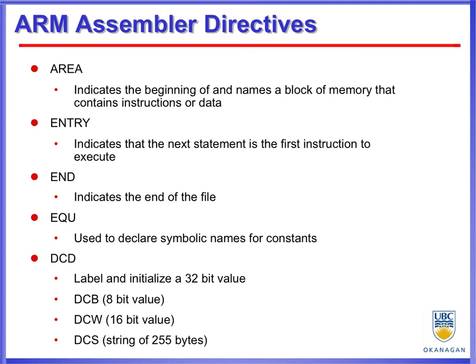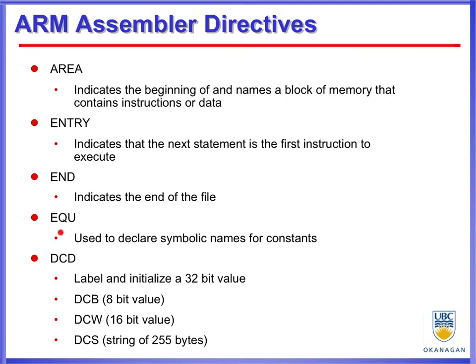Entry just tells the assembler, okay, what comes after this word entry in my source program is the first instruction of my program. It's kind of like the start of the program. And end is the end. The last thing that should be in your ARM source program should be the directive end.